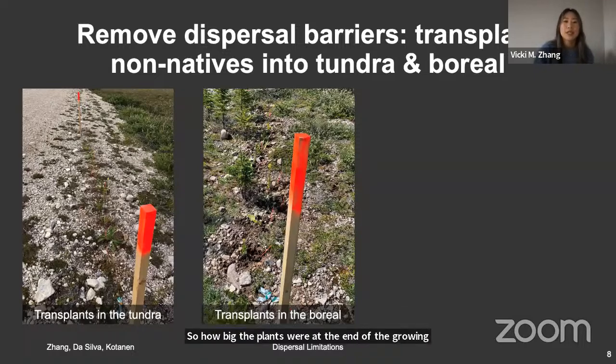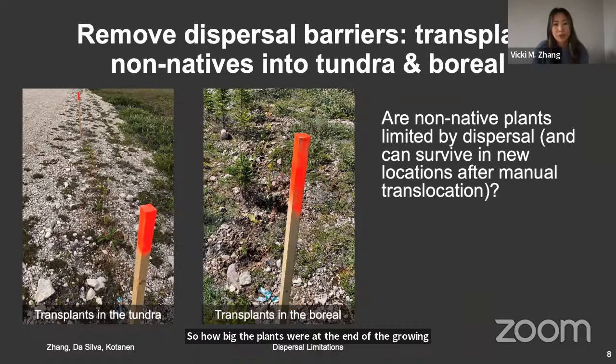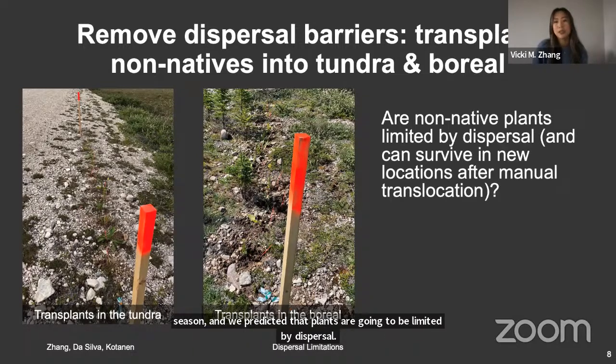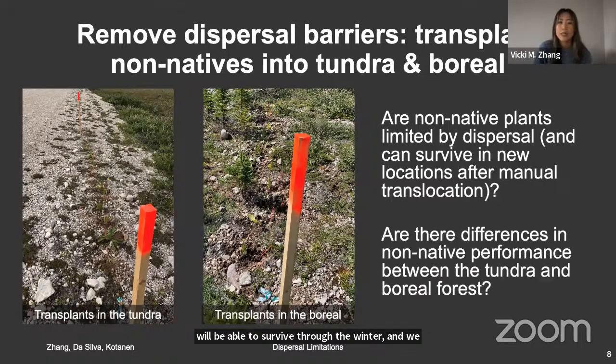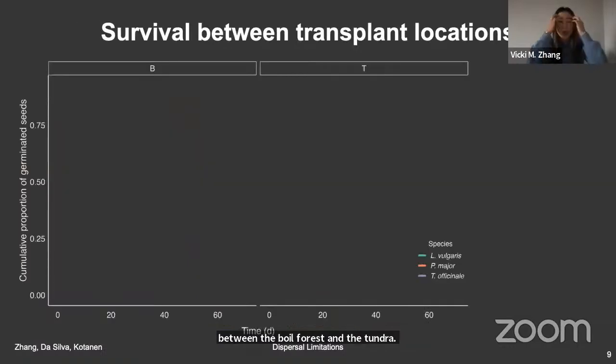And we predicted that plants are going to be limited by dispersal. That means once we do transplant them manually, they will be able to survive through the winter and reemerge the next year. We also predicted that there would be differences between the boreal forest and the tundra. So I'm going to walk you through the results.